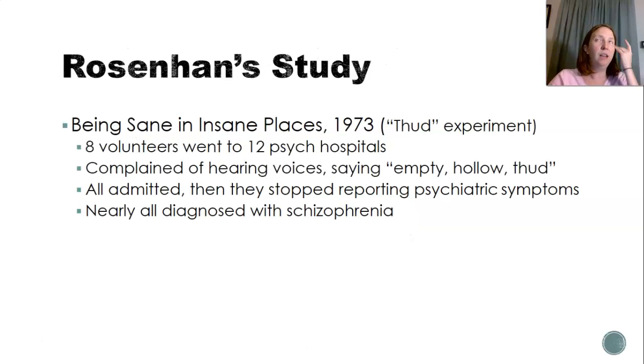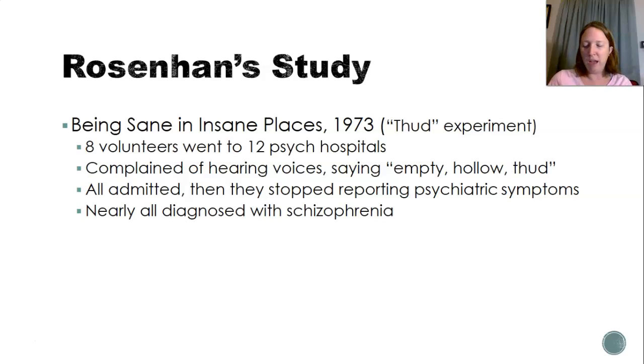A very famous study that proves the dangers of labeling someone with a mental illness, particularly if they don't have one, was by David Rosenhan in 1973. He wrote a book about his research called Being Sane in Insane Places. This study is also known as the Thud experiment. And basically what he and 7 other volunteers, because he was one of his own volunteers, did was go to 12 different psychiatric hospitals and complain of hearing voices, saying that these voices felt empty, hollow, and thud-like.